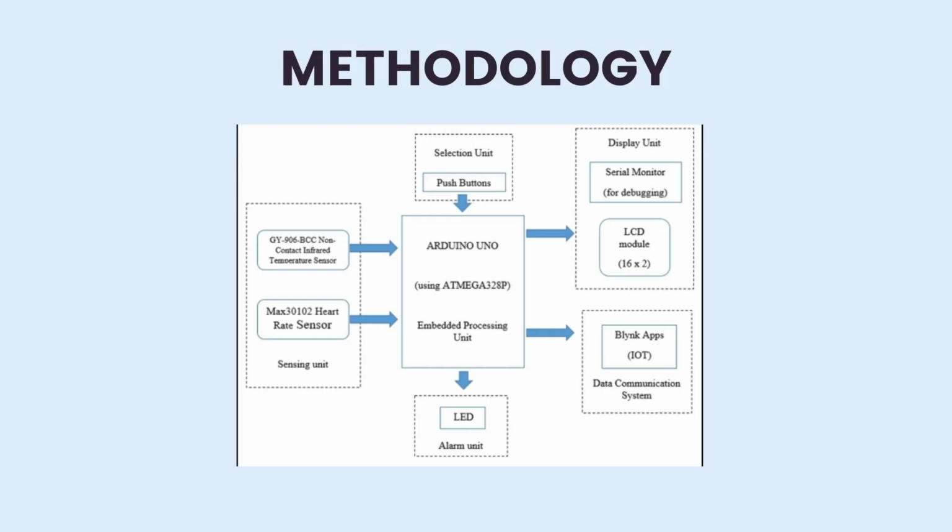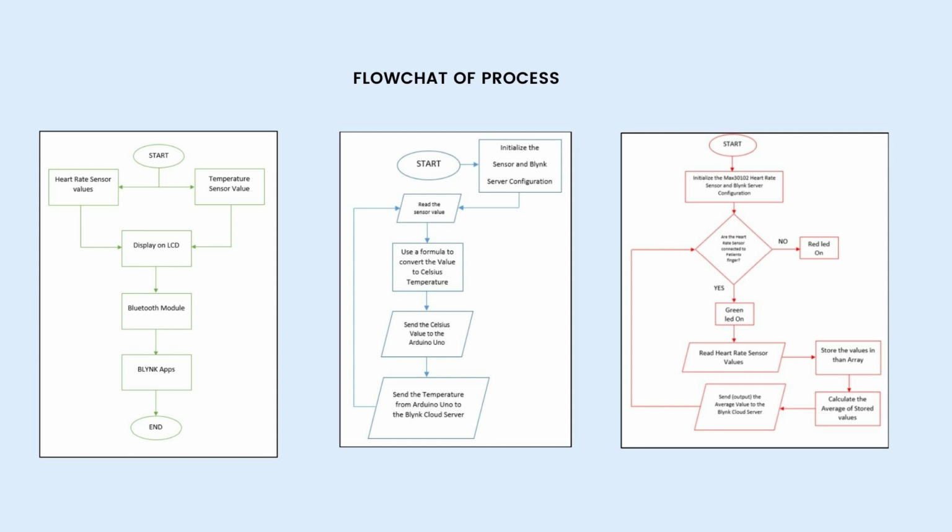So this is our methodology, and this is our block diagram. As we can see, we are using an Arduino Uno. Then there are several phases, which are the sensing unit, alarm unit, section unit, display unit, and data conversion system. For the sensing unit, we use the contactless temperature sensor and the MAX30102 heart rate sensor.